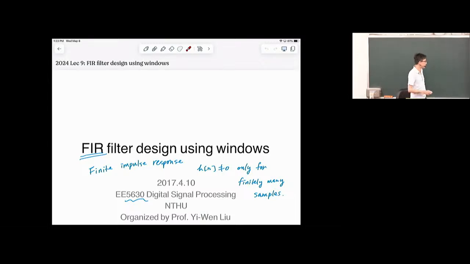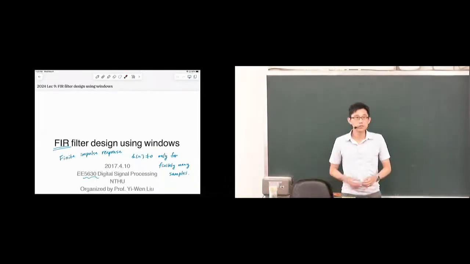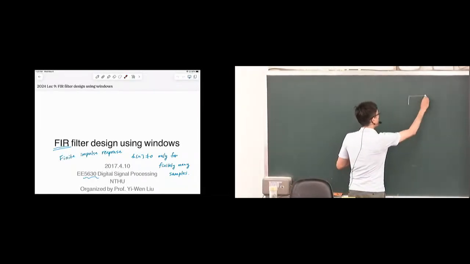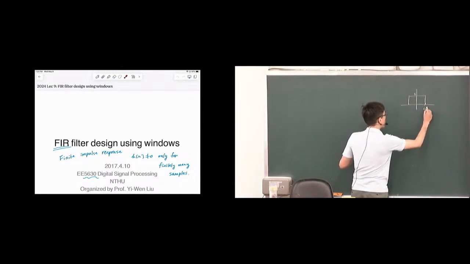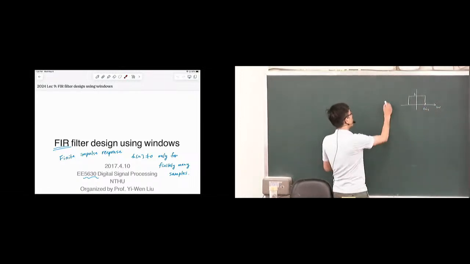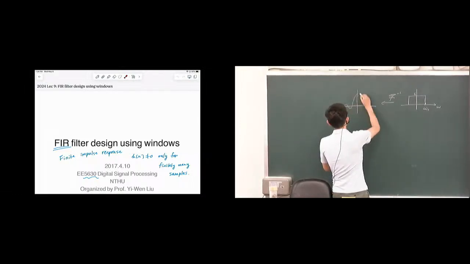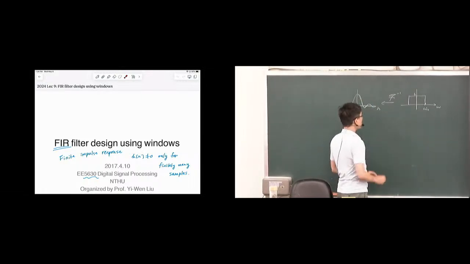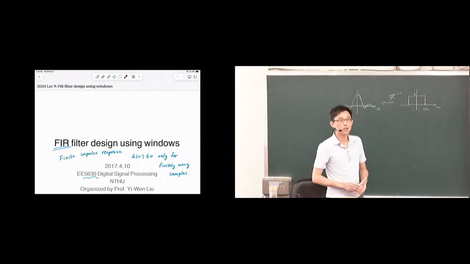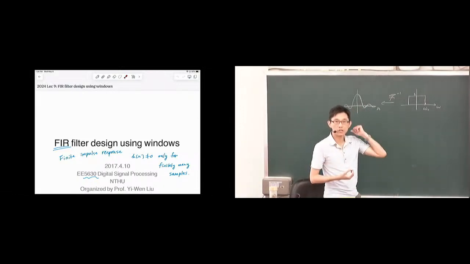Taking a low-pass filter, for example, ideally we want the frequency response to be all 1 in the pass band and 0 in the stop band with a cutoff frequency, let's say omega c. And going back to the time domain, the ideal filter has an impulse response of the sinc function. But the sinc function extends to both positive and negative sides infinitely. So this filter cannot be implemented in the time domain.